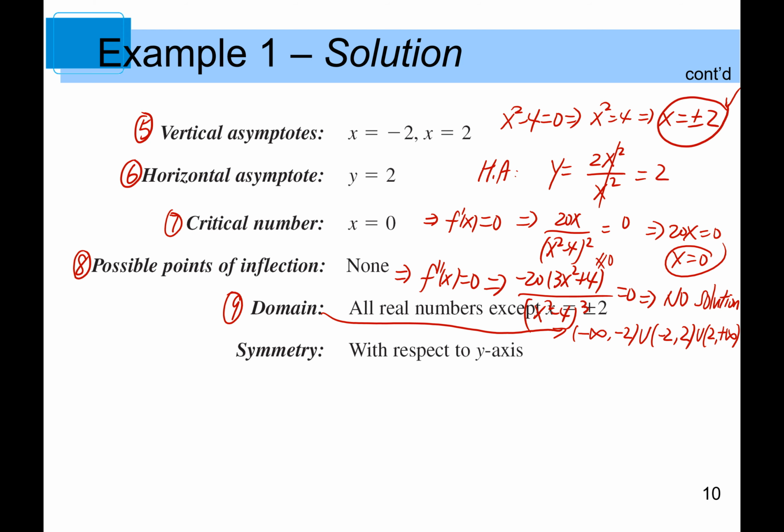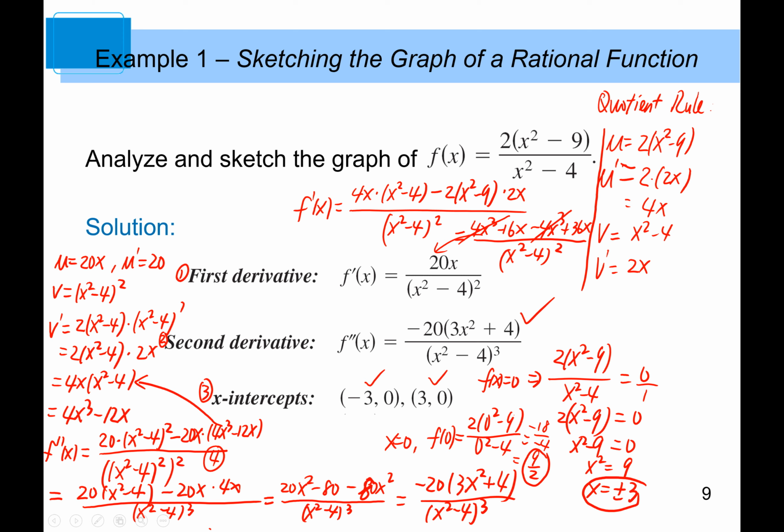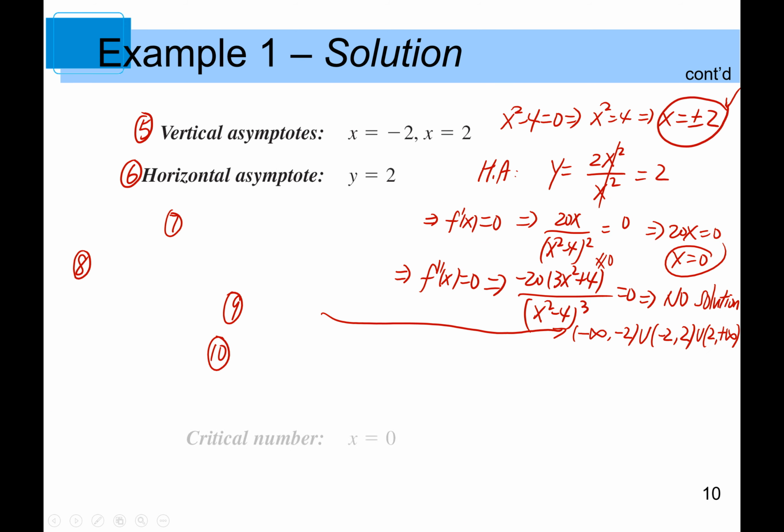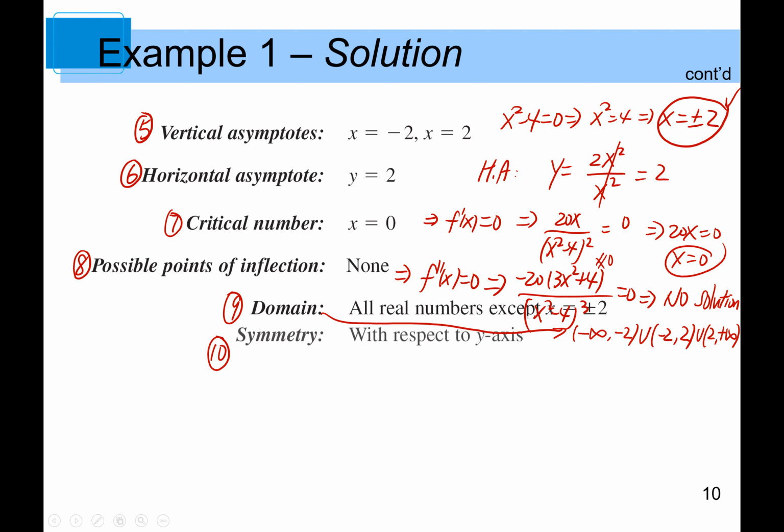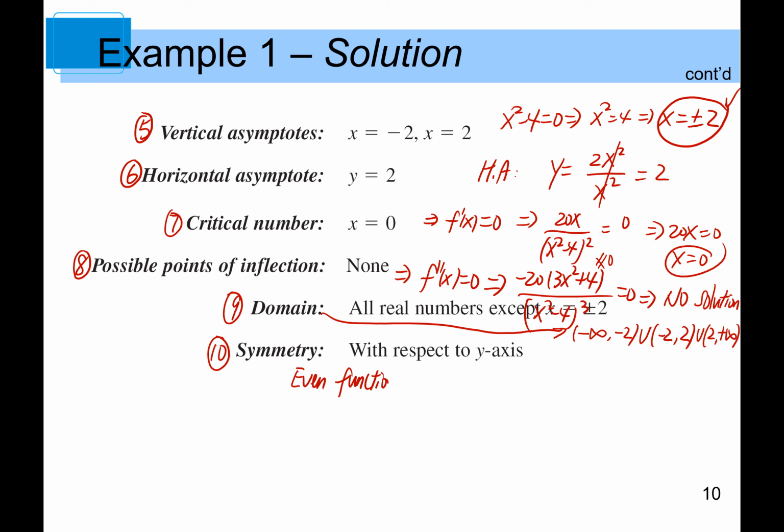Alright, symmetry. As you can see, it's an even function, right? Because both exponents on top and bottom are even powers. That means it's an even function, and that's why the symmetry is for an even function. It's symmetric with respect to the y-axis.